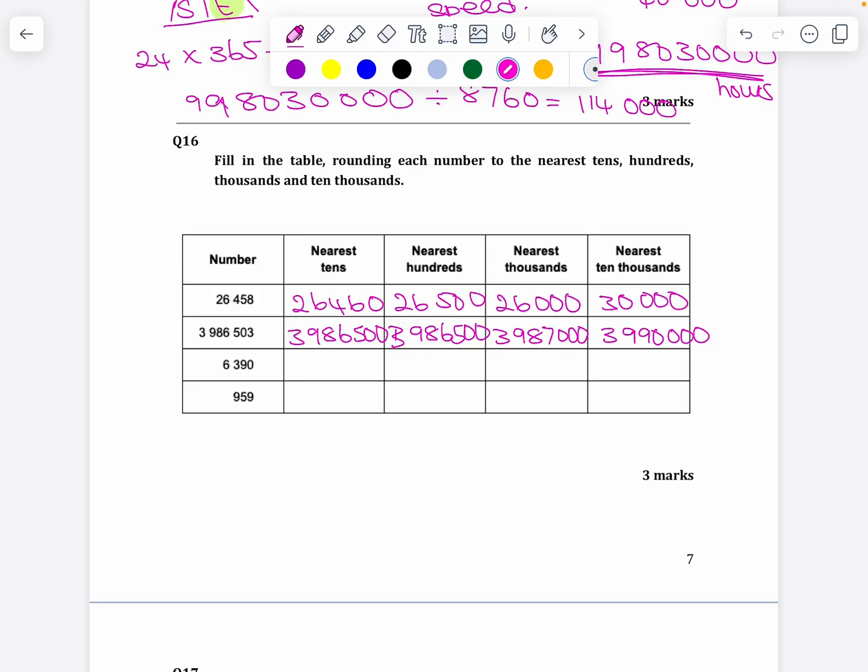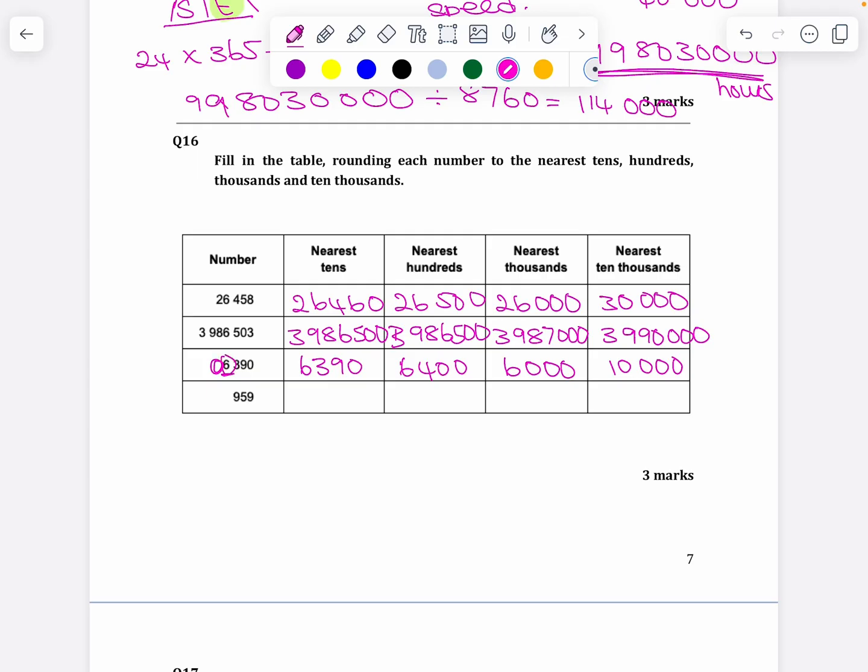Okay, next one, to the nearest 10, 6,390. To the nearest 100, 6,400. To the nearest 1,000, 6,000. To the nearest 10,000, it should be 10,000, because this is going to make it round up. There are 0 10,000s, and it's going to round up to 1 10,000.